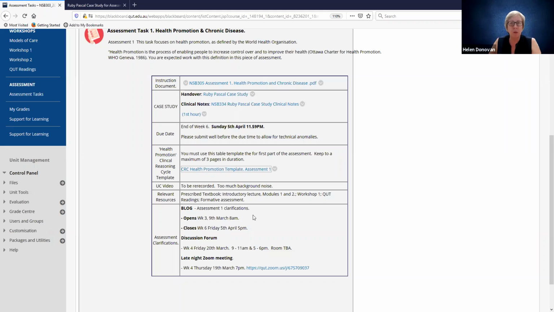You need to read widely. You can't just say, I'm just going to do the assessment. It's very difficult. You need to read all of the modules, work through all the materials that's provided for you before you even start this piece of assessment.